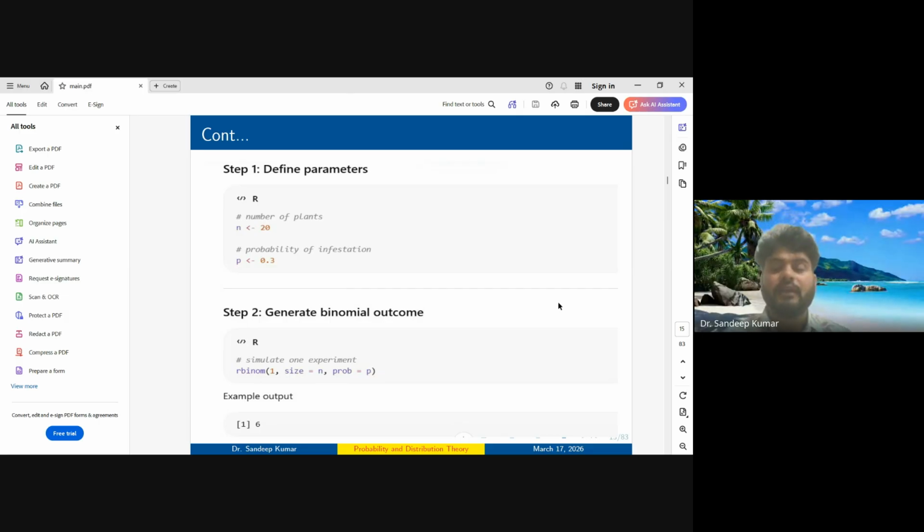That is, you can take number of plants n equal to 20 and probability of infestation p equal to 0.3. So to generate binomial outcomes and simulate our experiment, use rbinom. Here rbinom means generate random samples from the binomial distribution. So rbinom(1, size equal to n, probability equal to p), because the binomial distribution has 2 parameters, size equal to n and probability equal to p. Here 1 means only 1 time. So the output of this code example is 6.